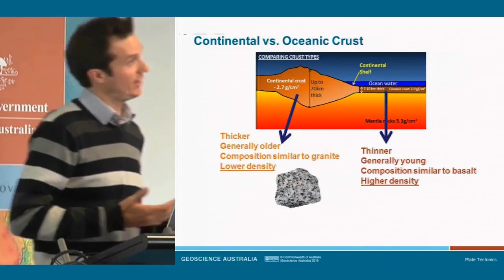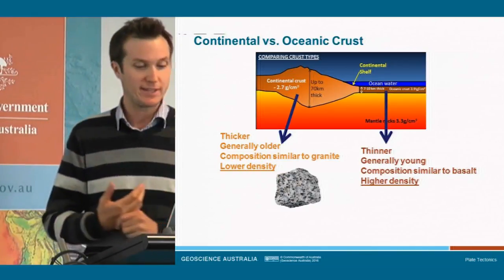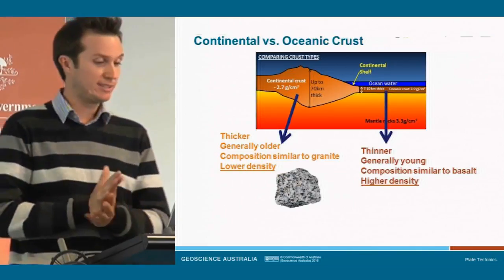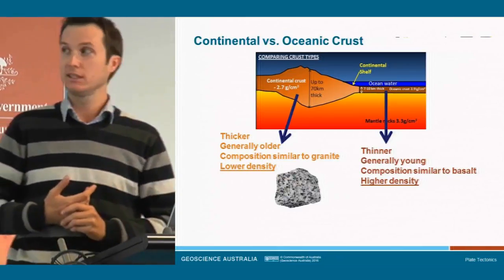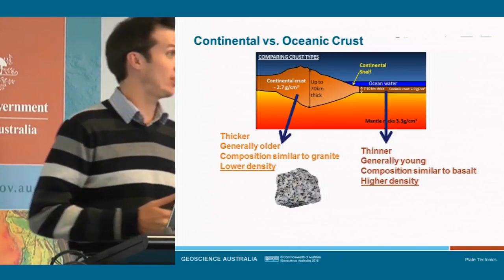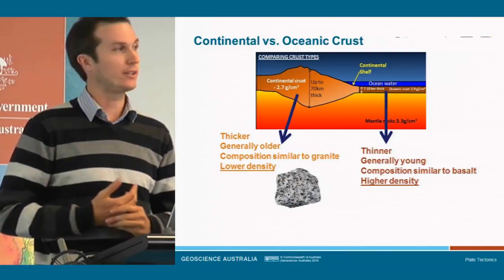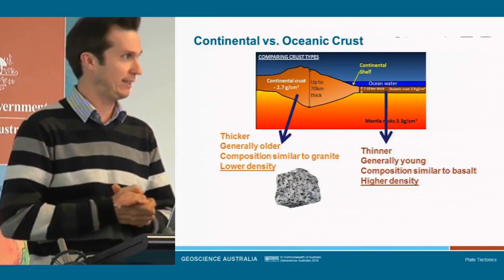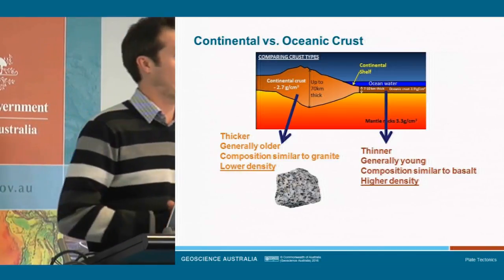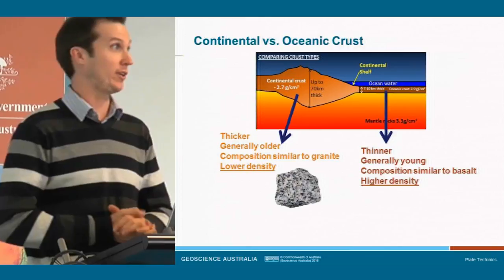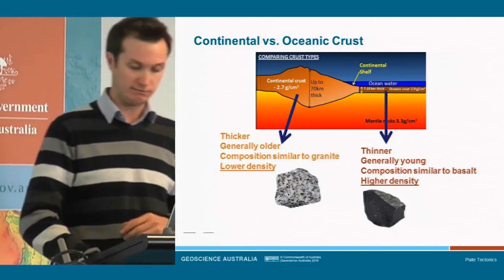Now, oceanic crust, on the other hand, underlies most of the major oceans on the Earth. It is generally thinner, about 7 to 10 kilometres thick, and a lot younger than most of the continental crust. It has a composition very similar to basalt, that black, very dense rock that in many cities forms paving stones or other building stones. In Melbourne, for example, if you walk around the CBD, you'll be walking on a lot of basalt. And like I said, it has a higher density than granite.